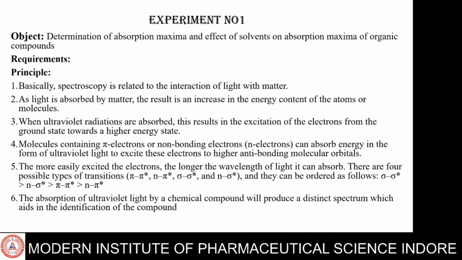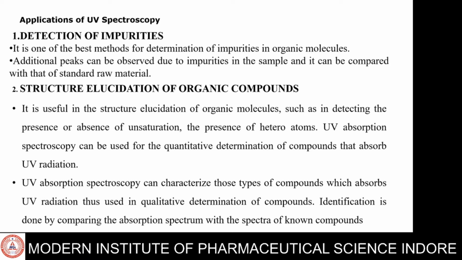The absorption of ultraviolet light by a chemical compound will produce a distinct spectrum which aids the identification of the compound. So, the applications of UV spectroscopy: first, detection of compounds and detection of impurities. For example, it is the best method for determination of impurities in organic molecules. An additional peak can be observed due to impurities in samples and it can be compared with that of standard raw materials.